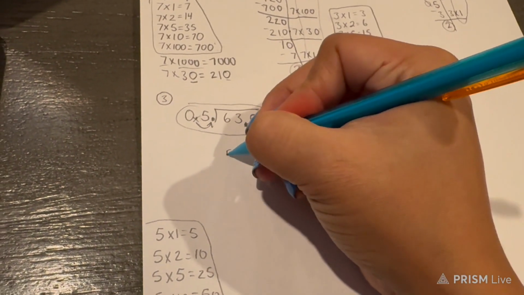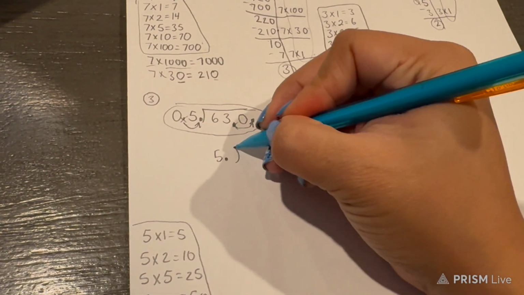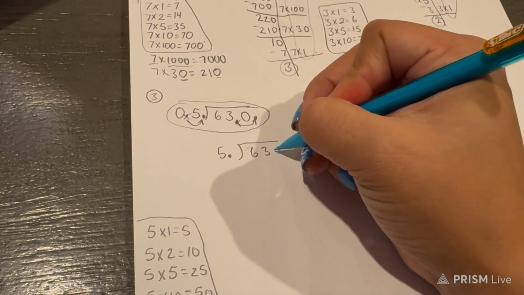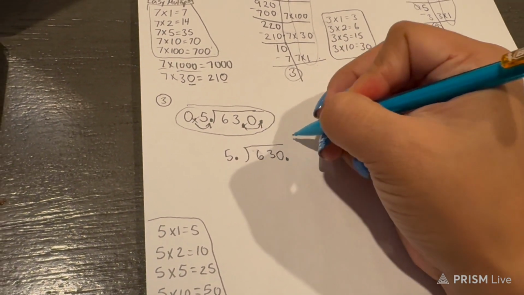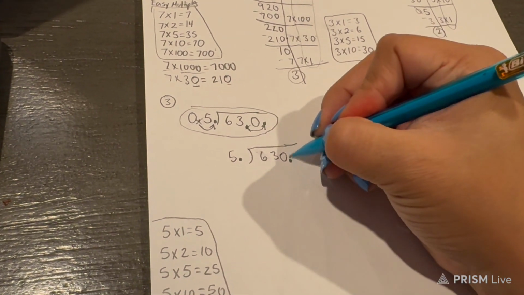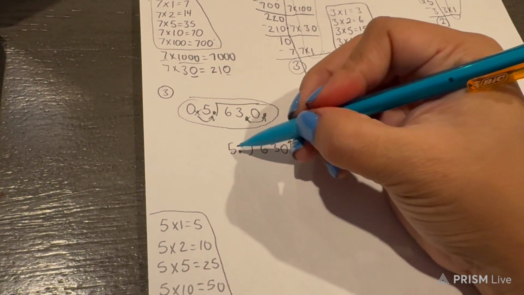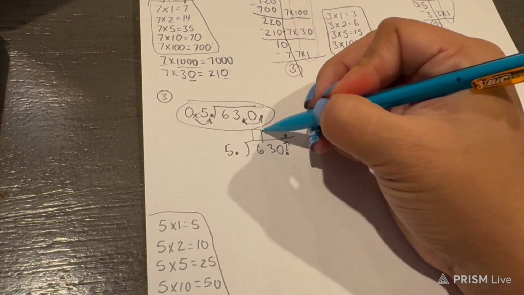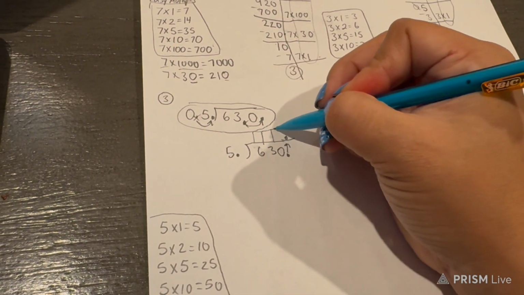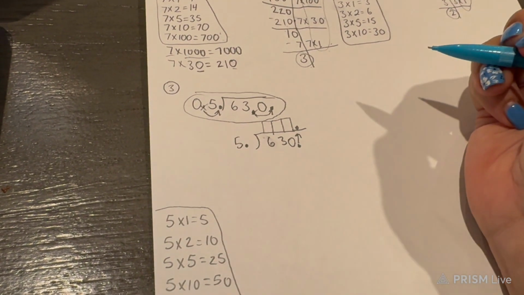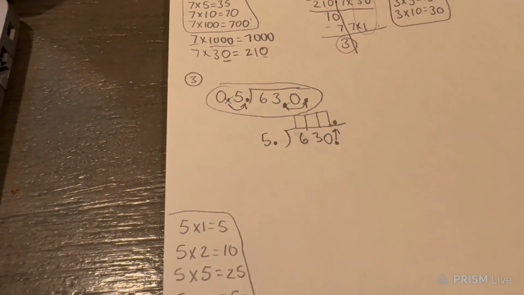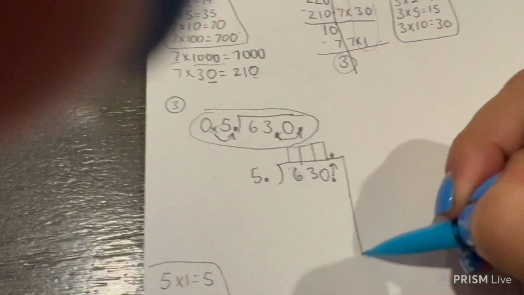So that would be 5 decimal 6, 3, 0 with a decimal at the end. And the decimal is going to go straight up. Can 5 go on top of a 6? Yes, it can. So that's where my first box will be. Second box on top of 3. Third box on top of 0. And now I can go ahead and get started. I'm going to bring this down.